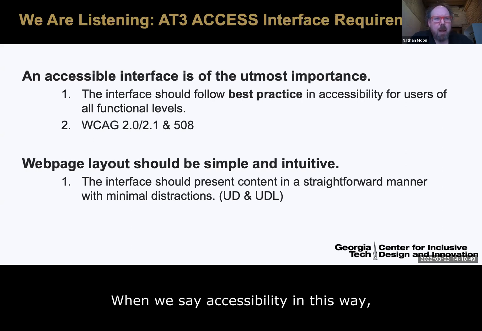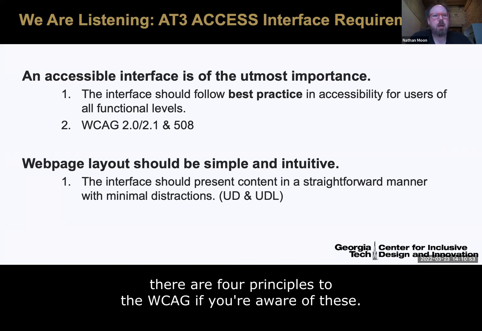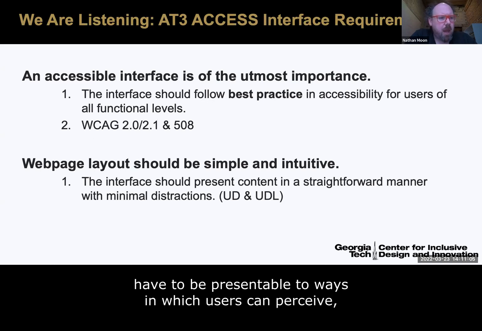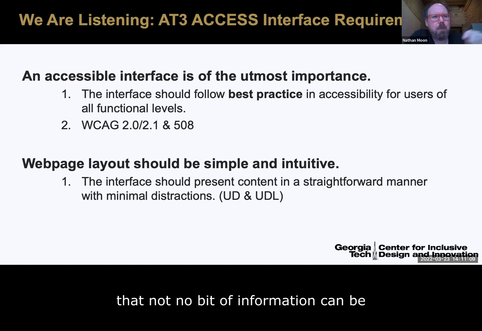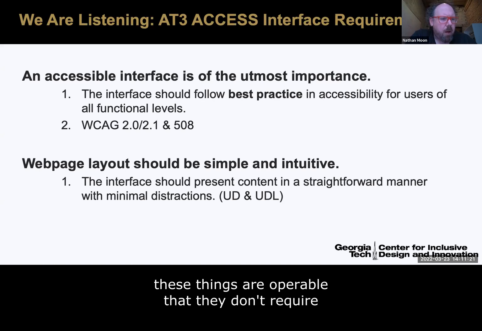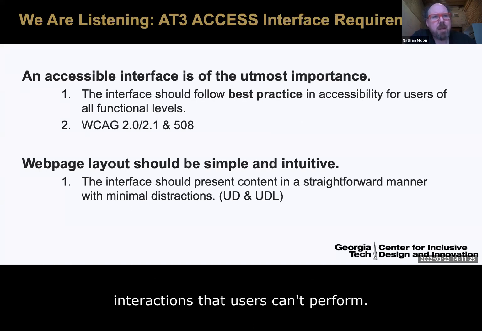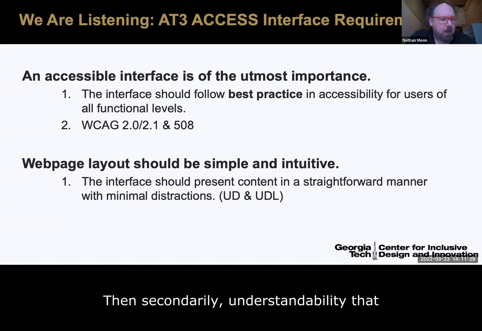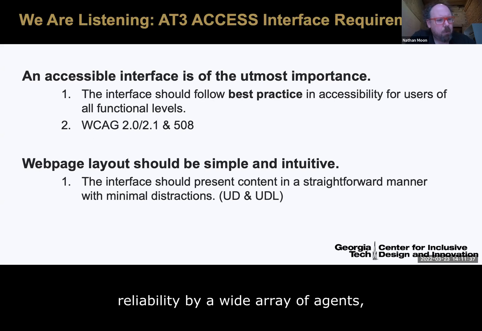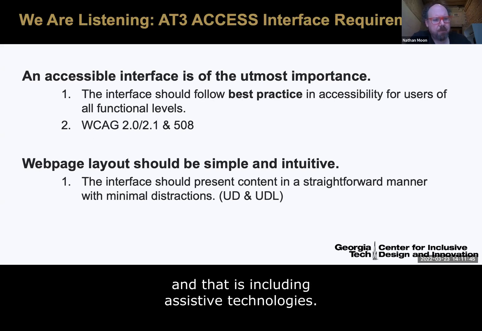So let me take a second. When we say accessibility in this way, there are four principles to the WCAG, if you're aware of these. The first is perceivability, that information and interfaces have to be presentable in ways in which users can perceive, that no bit of information can be invisible to all of the senses. Operable, so that when one is using an interface and navigation, these things are operable, that they don't require interactions that users can't perform. Then secondarily, understandability, that the interface has to be understandable. And then finally, robust, that it can be interpreted reliably by a wide array of agents, and that includes assistive technologies.